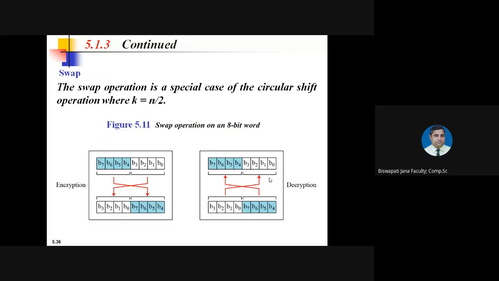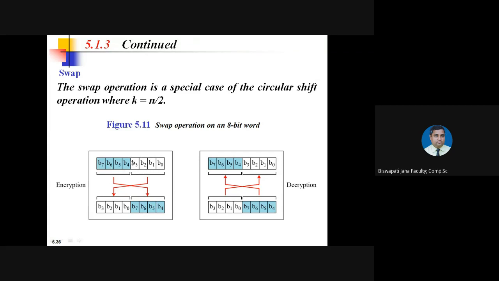That is the same as the left shift, only the direction has been changed. Another is called swapping. These are the tools I am discussing, the tools which will be used for the encryption and decryption of messages. The swap operation is a special case of the circular shift. Suppose there are 8 bits.